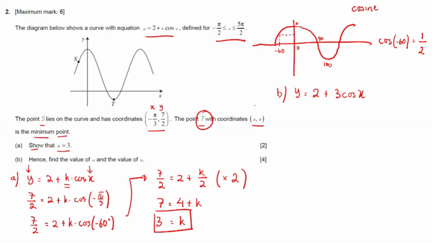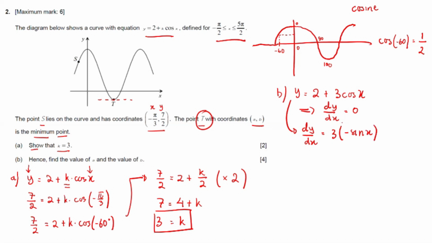How do we find the minimum? We know the minimum right here actually has a gradient of 0, meaning that we can find it using the derivative. Finding the minimum and maximum, we can find it using the gradient, or dy/dx equals 0. So first thing first, we have to find dy/dx. Differentiating y, dy/dx, 2 will just be 0, I'll not write that one, and then we'll still have 3. Cos x is going to be negative sine x.